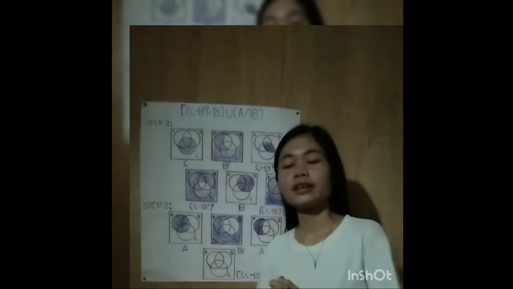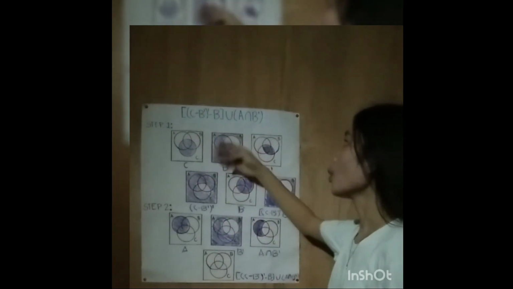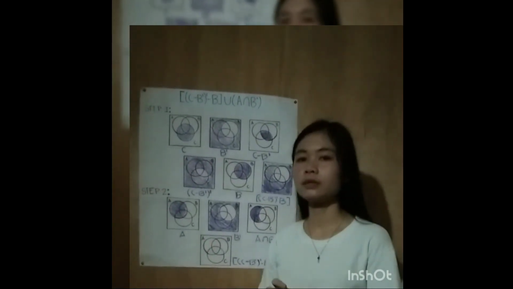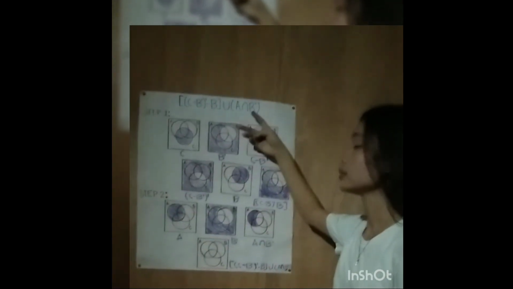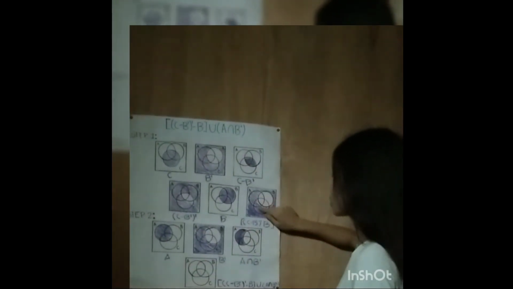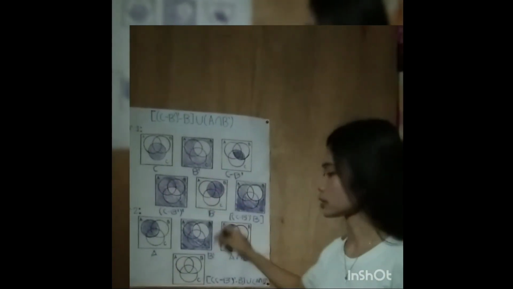So finally, we are now ready to solve for the final answer. We will now use the final answer from the left side and the right side. So we will now be using the union symbol. It means we will combine all the shaded part in the final answer of the left part and the right side. So here, all these parts are shaded. As you can see, we will shade it also here.